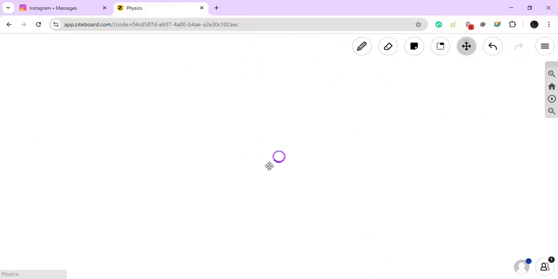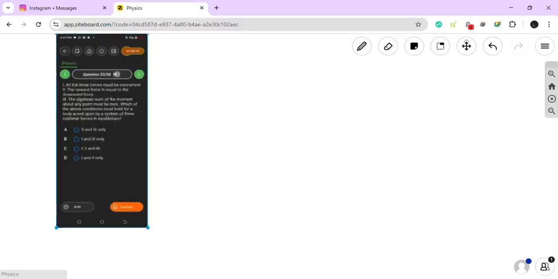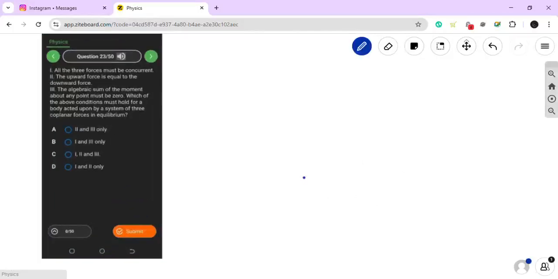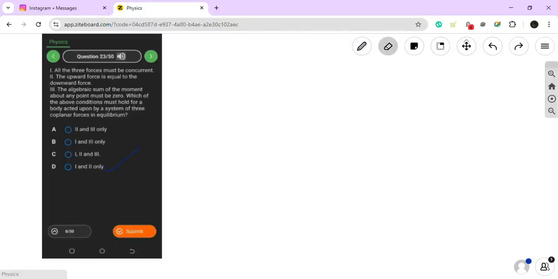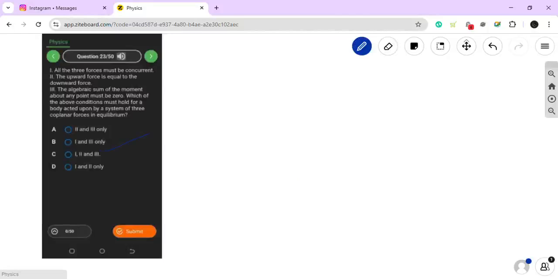All right. Okay, so the next question is loading. It has loaded. All right, they say all the three forces must be concurrent. So this one is talking about coplanar forces in equilibrium. Sorry, I picked the wrong one. Ctrl Z. Okay, this is actually wrong. It should be this. The three of them is right.